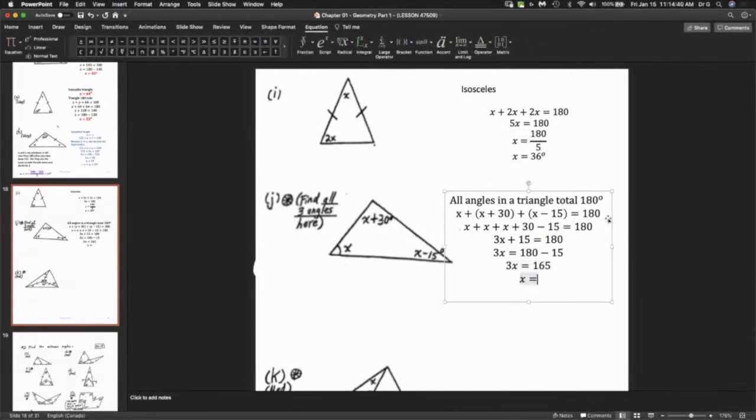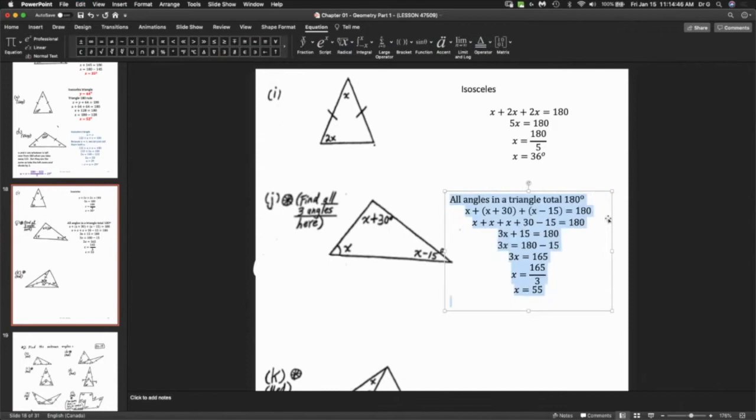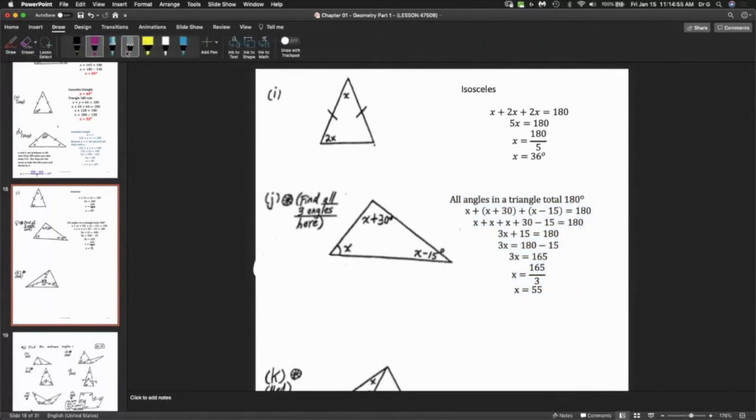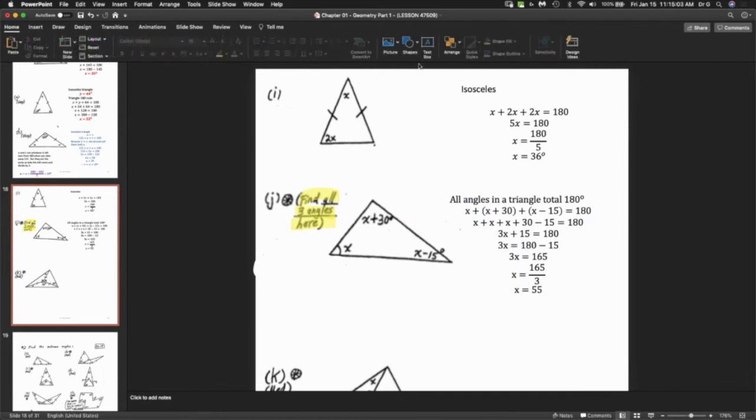So if we divide by 3, we get 55. So 165 divided by 3, so x equals 55. Now, unfortunately, this question is not finished. What is the question asking? Because we didn't really answer the question yet. See that? Find all three angles. So the answer, yeah, that's right, you just got to go back and substitute. So the answer is right here.